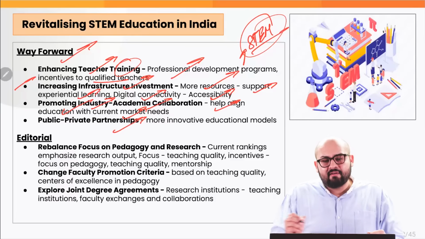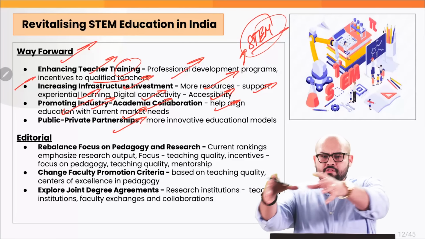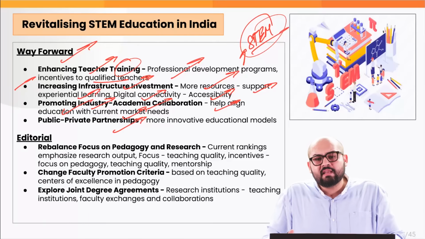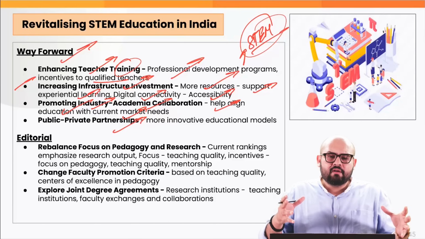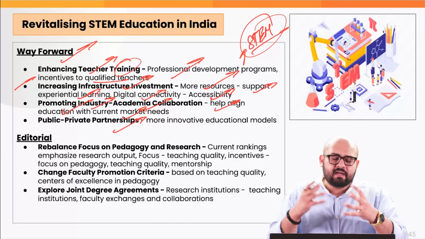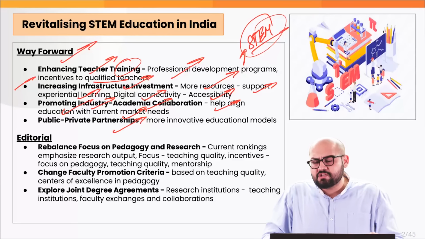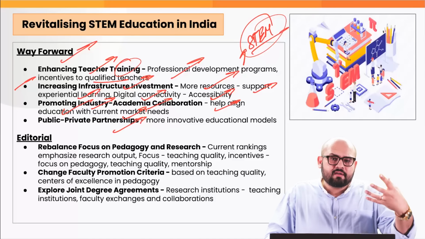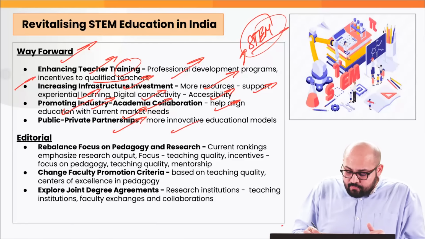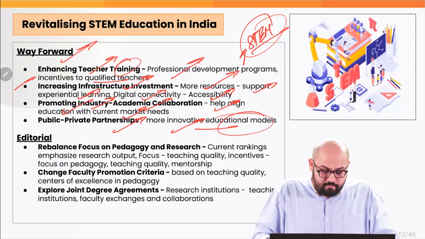Next is public-private partnerships. We always focus on either the public institutions or the private institutions. What we can have is a model where both the public as well as the private players are collaborating, or in fact the NGOs, or the non-profit organizations, coming into this domain and working in the STEM domain, right? So that would lead to more innovative educational models and subsequent research output.